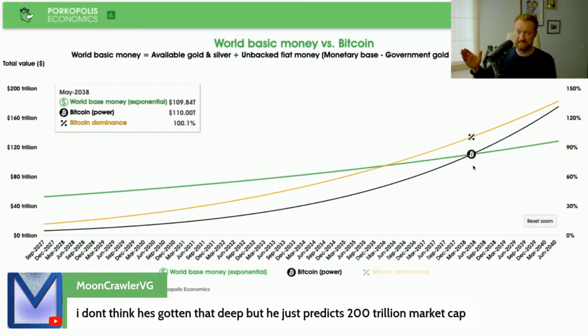Again, when it's 100%, it's still 50-50 because there is no overlap in these values. This is Bitcoin, 100 trillion, versus gold, silver, unbacked fiat money, which still is probably going to exist at this point. They're still going to have some government bonds. Maybe they'll start buying some real estate. Who knows what they'll back their money with? Definitely will be some Bitcoin, but there's going to be unbacked fiat money. So you add those two things together, you'll get 100 trillion. Bitcoin's market cap, 100 trillion. That's still 50-50.